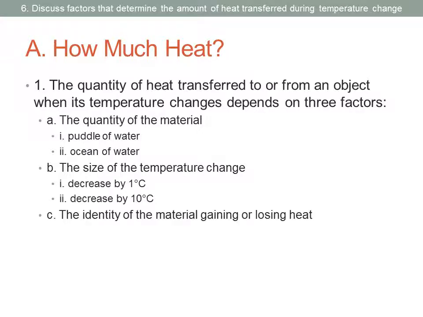The final factor that will determine how much heat is required to be transferred to or from an object is the identity of the material that is changing temperature, or gaining or losing the heat. Consider this. If we had rubber and steel, these 2 are different substances, and it would take more energy to change the temperature of the rubber, as I think we are pretty familiar with. Metals, such as steel, do not take much energy to get them to change temperature, whereas plastics and rubbers would take a lot more. So the identity of the material also determines how much energy would be required.